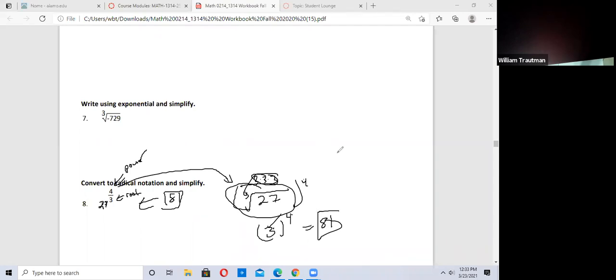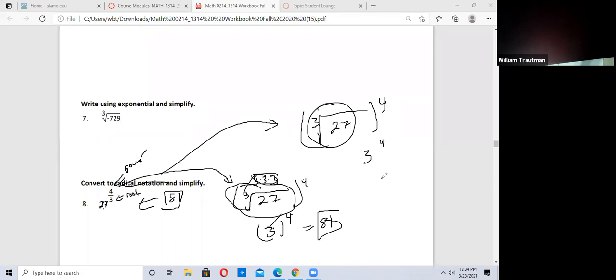So this is 27 to the 4/3. You can put the 4 inside here, or I think it's easier to put the 4 outside here. You can put it either way. I like to keep it on the outside. And this is the radical notation. Change it to radical notation. There it is. And then simplify. Well, this equals 3. 3 to the fourth power equals 81.